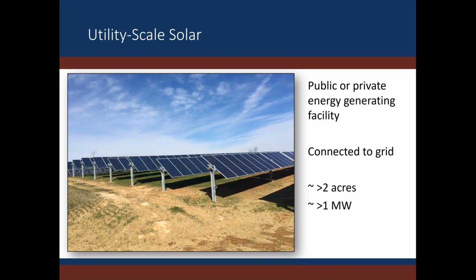Utility scale solar, or solar farms, as they're commonly referred to, is an energy generation facility that supplies power to the grid. These facilities are generally more than 2 acres in size and have capacities in excess of 1 megawatt. Today's utility scale solar facilities may encompass hundreds or even thousands of acres. Utility scale solar installations are the most cost-effective solar PV option.